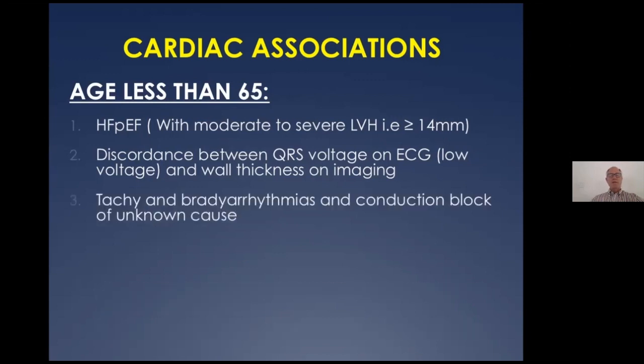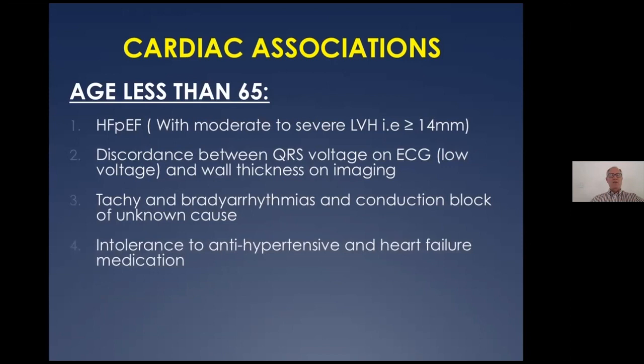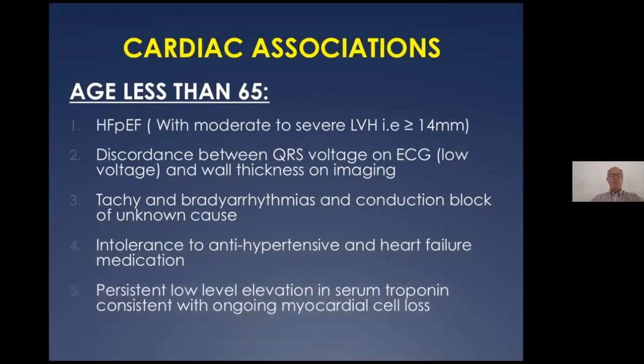Tachy- and bradyarrhythmias and conduction blocks of unknown cause should lead to a threshold to consider cardiac amyloid. Another clue is intolerance to antihypertensive and heart failure medication, where patients become profoundly hypotensive or develop postural dizziness when you give them relatively modest doses of antihypertensive or heart failure medicines. There can also be persistent low-level elevation in serum troponin consistent with ongoing myocardial cell loss. Also, natriuretic peptide levels are elevated because of the development of this restrictive cardiomyopathy and increases in filling pressures in the ventricles.